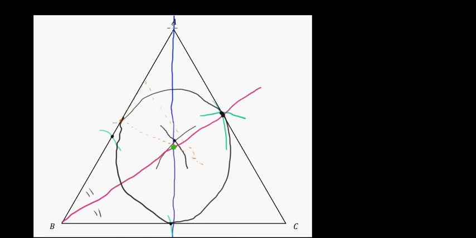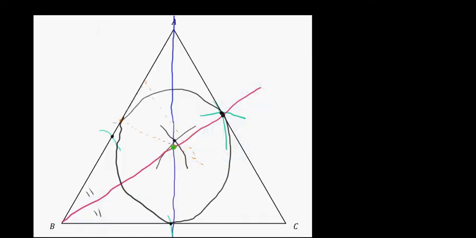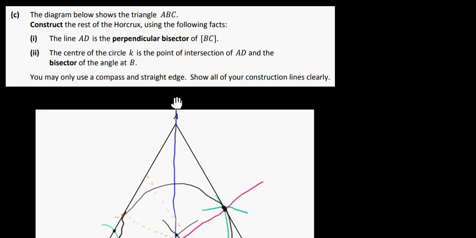Now that's not a good circle, but that's what you should end up with, and that's basically your Horcrux. You've got your line down here, you've got your circle, and you have your equilateral triangle. So you should end up with, this is a lot more accurate, something like this. Okay, now I think that was all we had to do with that particular question.